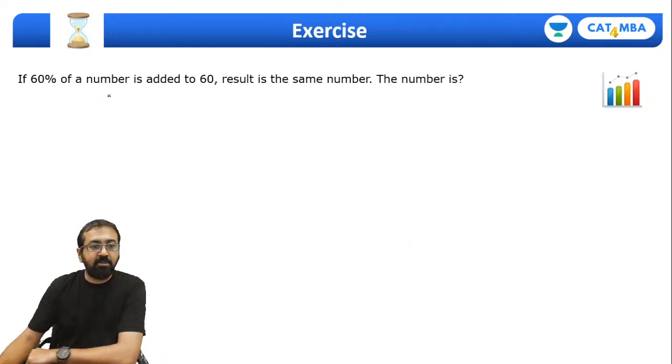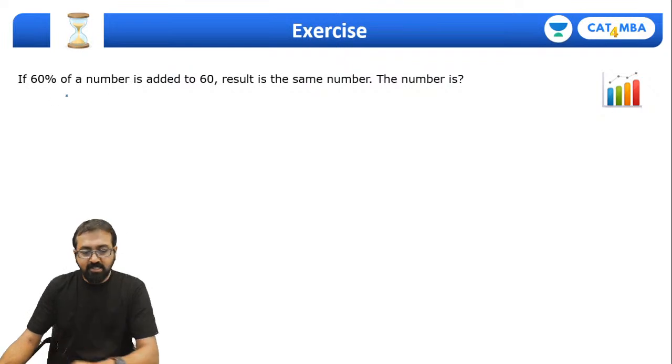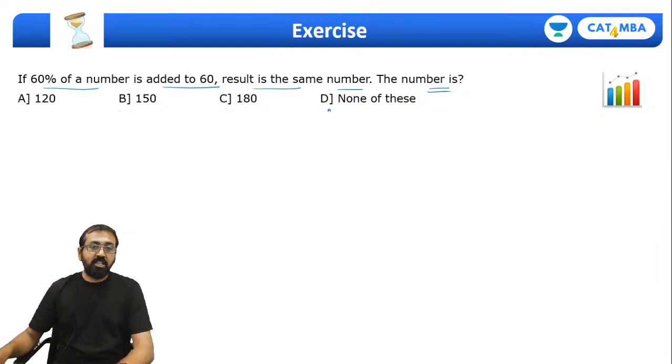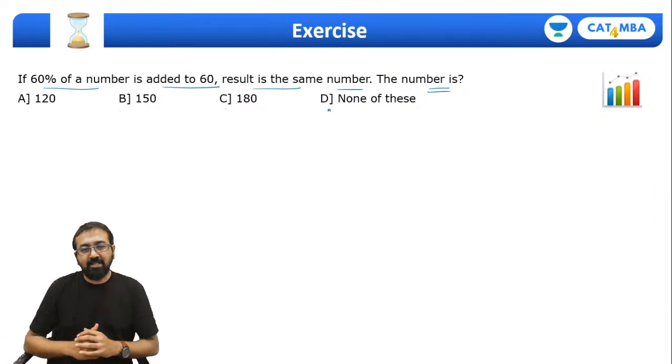Now this is something that I want you to solve. 60% of a number is added to 60. The result is the same number. So find the number. Tell me what is the correct option, A, B, C or D. Solve this question. It should take about 30 seconds, even less than that, and then type your answer in the chat box, everyone.